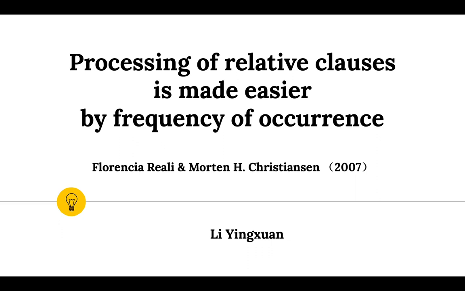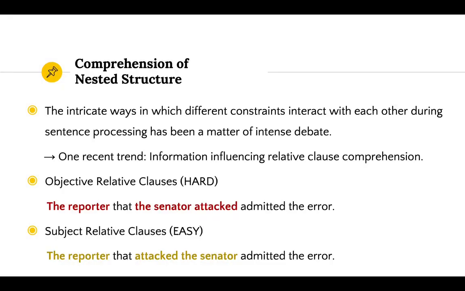And today I'm going to introduce one factor that will influence the comprehension of relative clauses, that is frequency, which has also been verified in an article called Processing of Relative Clauses is Made Easier by Frequency of Occurrence, published in 2007. First, the intricate ways in which different constraints interact with each other during sentence processing has been a matter of intense debate. And one recent tendency is that frequency information will influence relative clause comprehension.